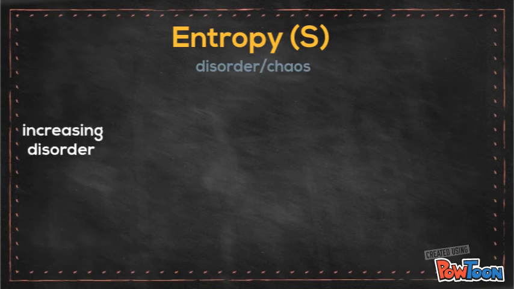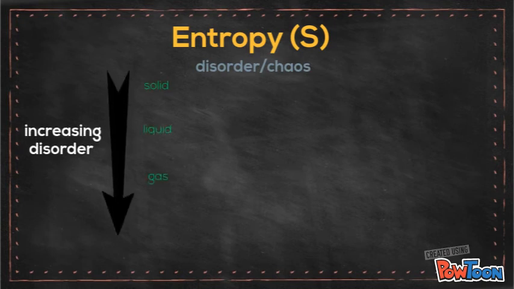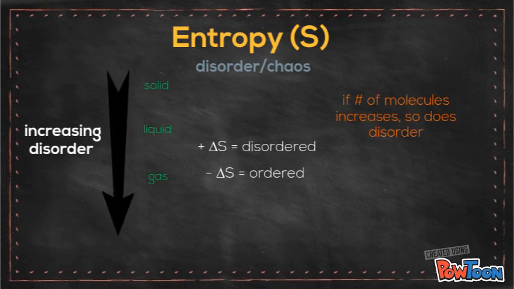Next is entropy, represented by S. Entropy means disorder or chaos, and it depends on two things. As the substance moves from solid to liquid to gas, the molecules begin to speed up and disorder increases, meaning the entropy is positive. Another way to determine positive entropy is if the number of molecules increases. A decrease in molecules or a phase change from gas to liquid to solid will result in negative entropy.